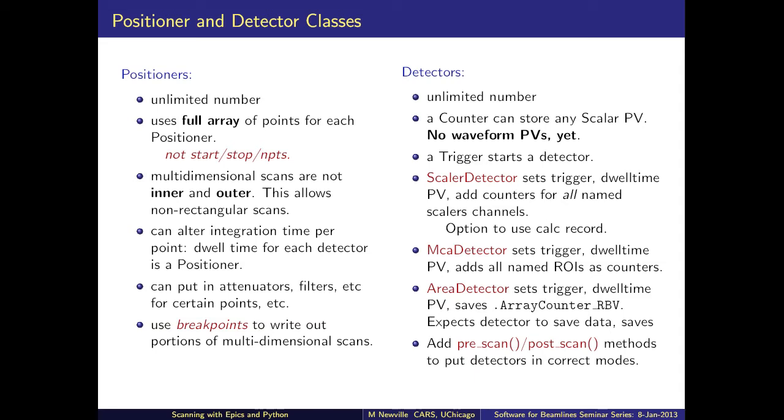Because all this does is trigger. What this does is set the dwell time, trigger, and record the array counter RBV. So it expects area detector to save the data for you with a plugin.